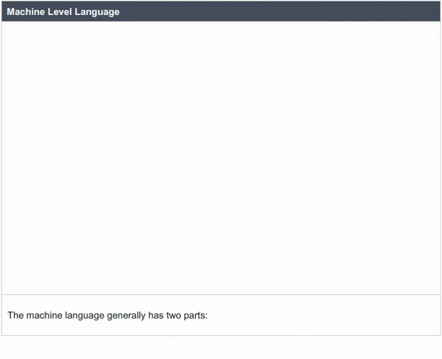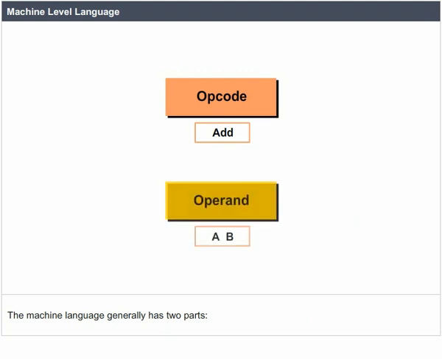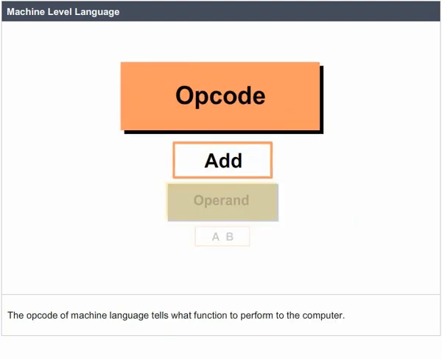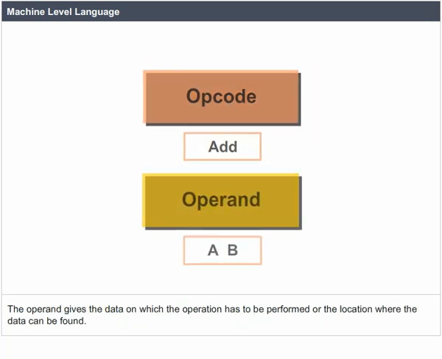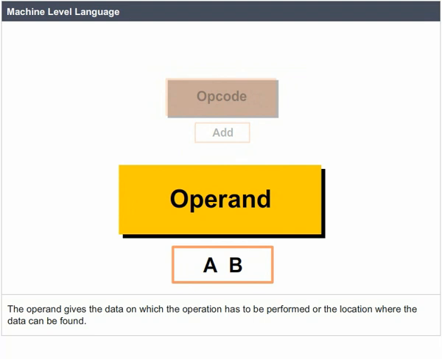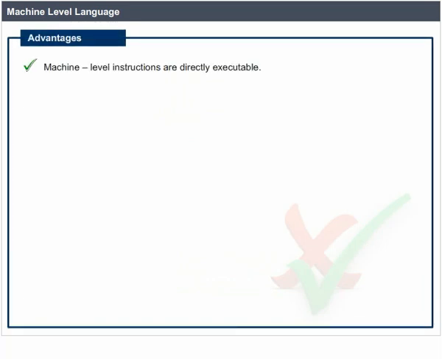The machine language generally has two parts: opcode, operand. The opcode of machine language tells what function to perform to the computer. The operand gives the data on which the operation has to be performed or the location where the data can be found. Advantages: machine-level instructions are directly executable.